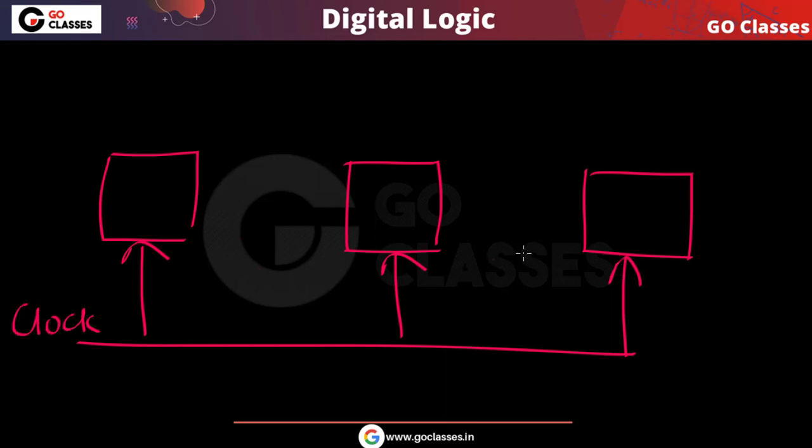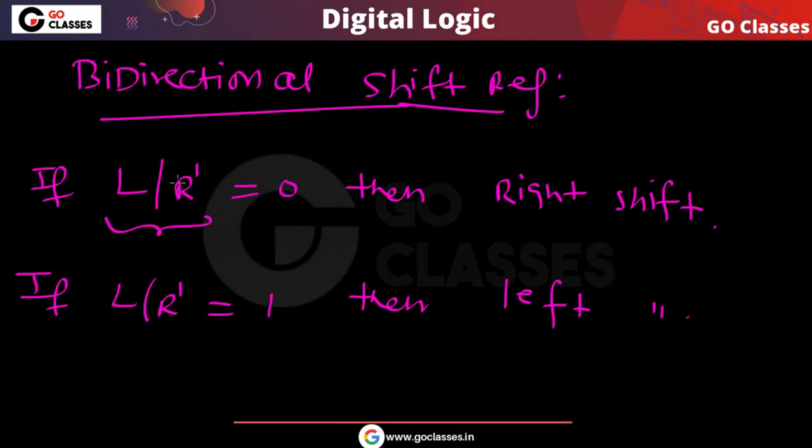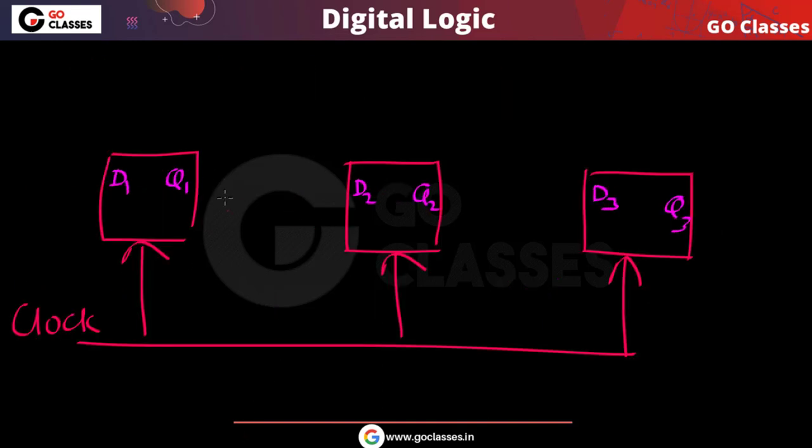In the register I told you that every flip-flop shares the same common clock. So this is your D1 Q1, this is your D2 Q2, this is your D3 Q3. Now what we will do is, if this input is 0, then we will do right shift. So we will do right shift when this input is 0.